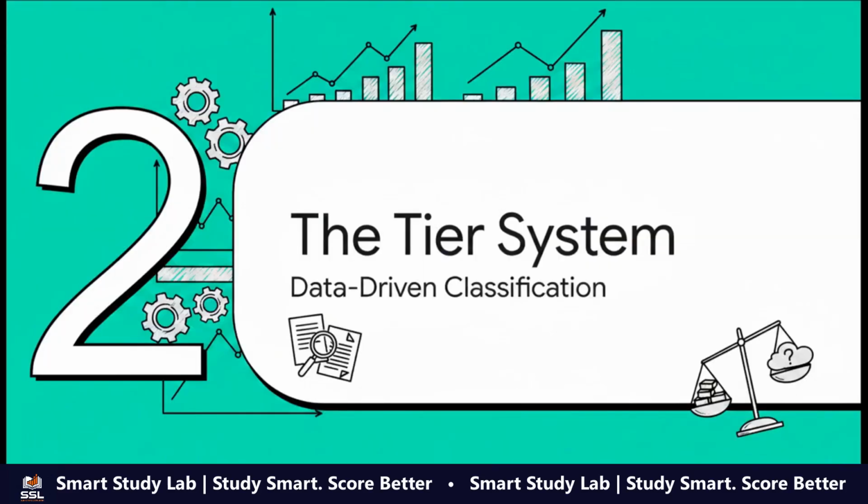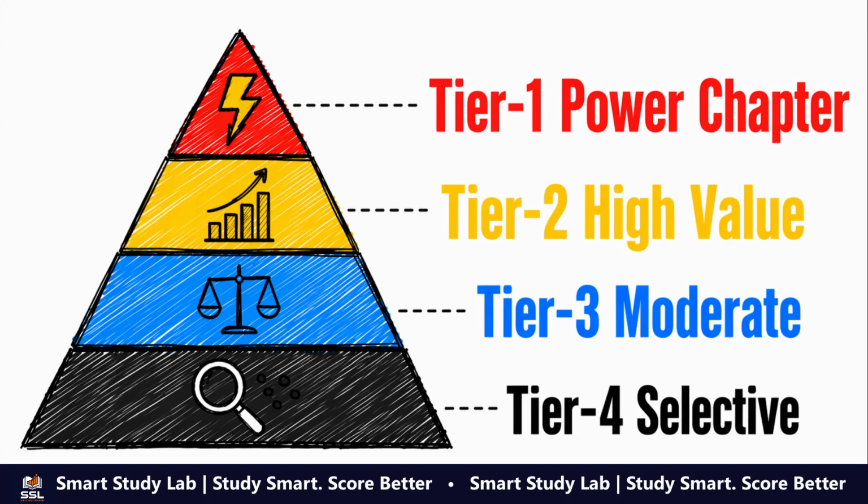So this brings us to the core of our strategy, the SSL tier system. And I want to be very clear about this. Every single classification you're about to see is based purely on data. No opinions, no guesswork, just cold, hard numbers. We divide every chapter into one of 4 tiers.